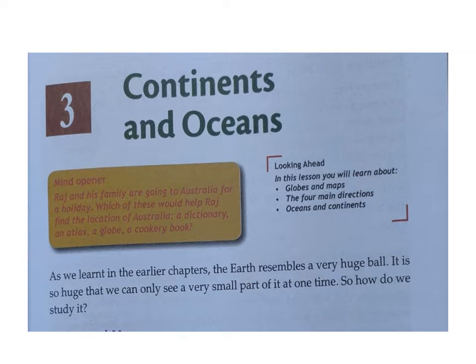Before going to discuss the continents and oceans, we should learn two or three new words and the explanation of those words. Here in the beginning of this chapter it is written: as we learned in the earlier chapters, the earth resembles a very huge ball. It is so huge that we can only see a very small part of it at one time. So how do we study it? We can discuss two or three new terms from this chapter before going to discuss the continents and oceans.